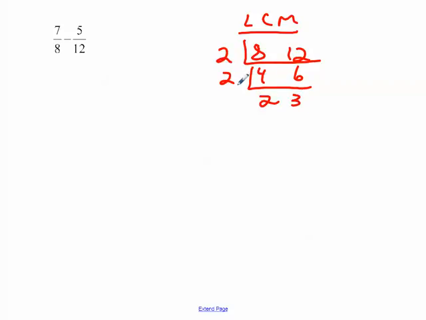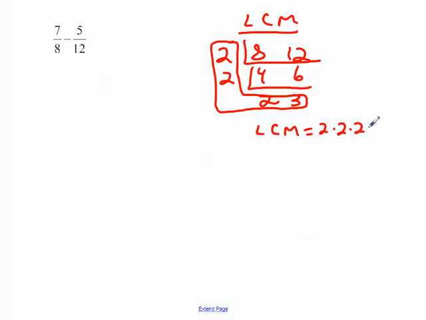2 and 3 don't share a common factor, so our lowest common multiple, lowest common denominator, is 2 times 2 times 2 times 3, or 2 cubed times 3. It's the same thing. 8 times 3 is 24. Sometimes it jumps out at you, sometimes it doesn't. So we can now say that our lowest common multiple is 24. What we're trying to do is convert these into 24ths.